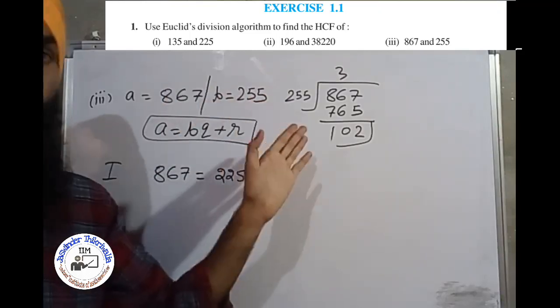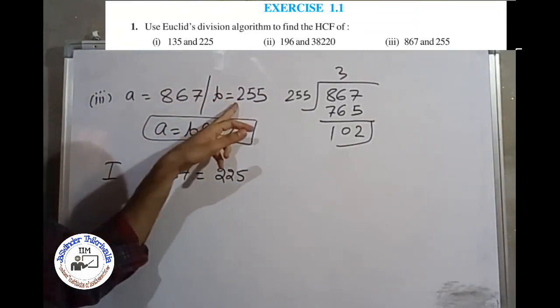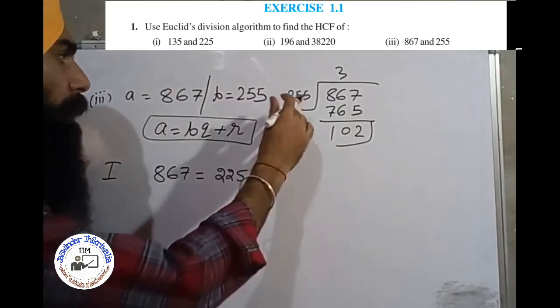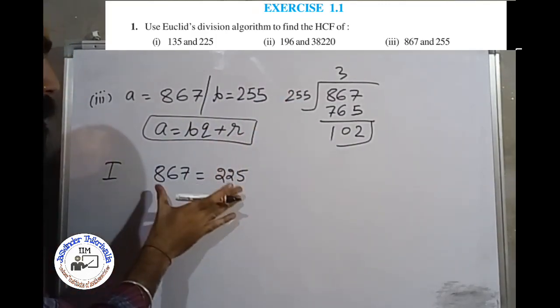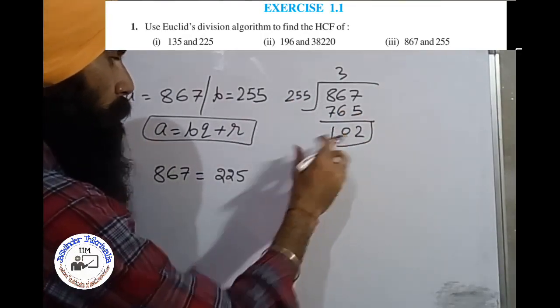Now we will discuss the third part. It is also of the same kind. Number A is 867 and B is 255, so we will divide it by the division lemma. In the first step we divide it: 255 times 3 is 765, so what is our remainder?